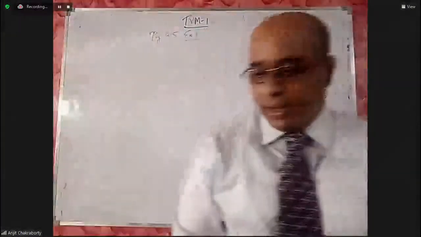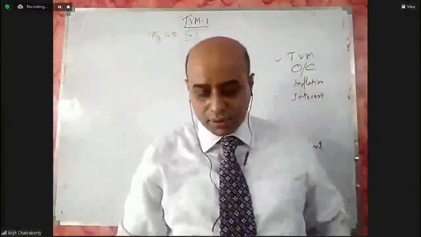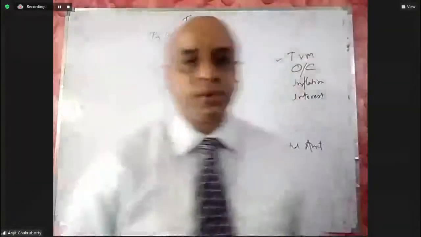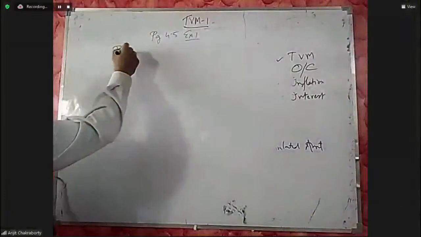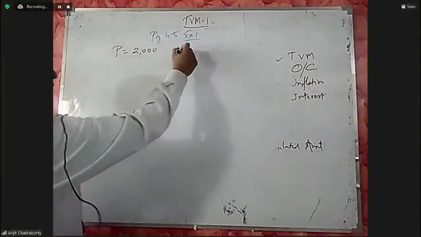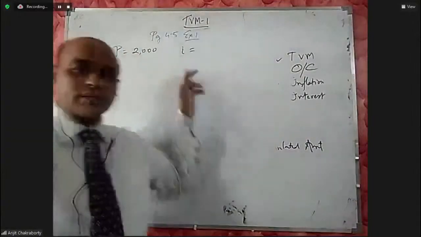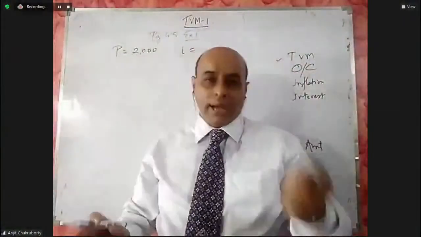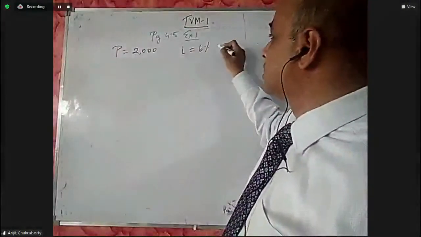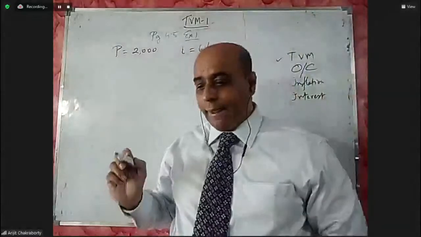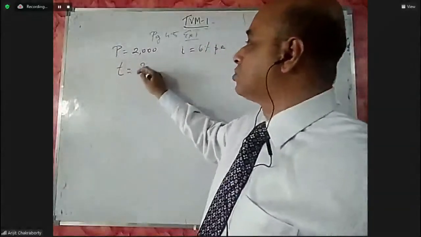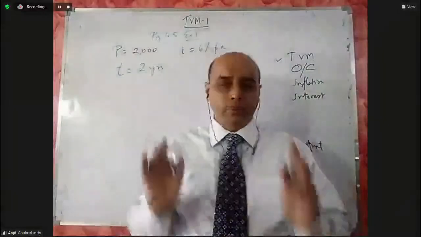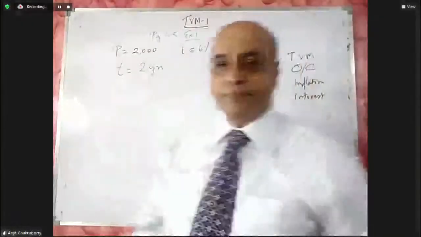Right. How much interest will be earned on 2,000 rupees at 6% interest for 2 years? Okay. So the principal P is 2,000 rupees. The interest rate, small I means the interest rate. The interest rate is 6% per annum. So I'm writing 6% per annum. Okay. And the time T is equal to 2 years. So we have to find out the total interest which you will receive in 2 years' time.